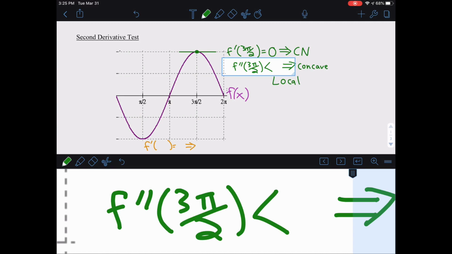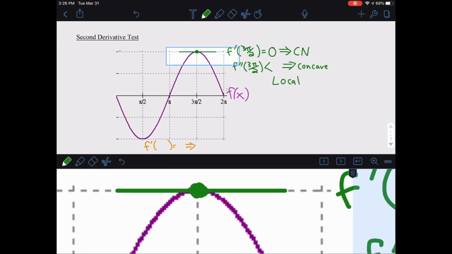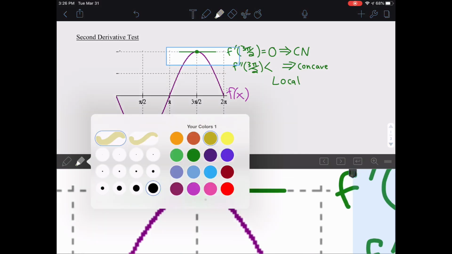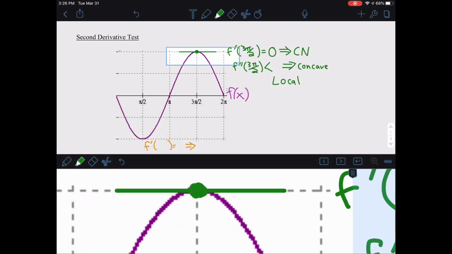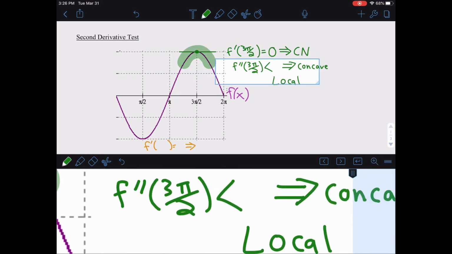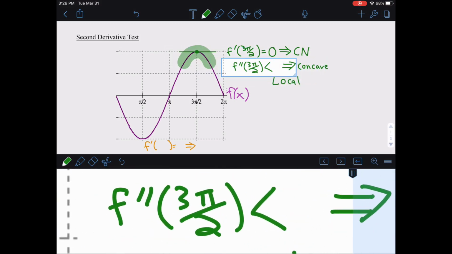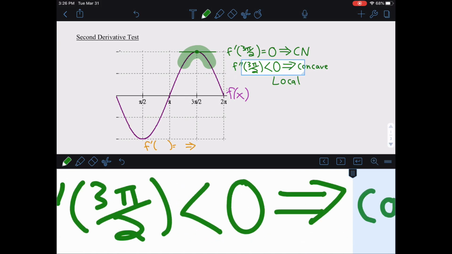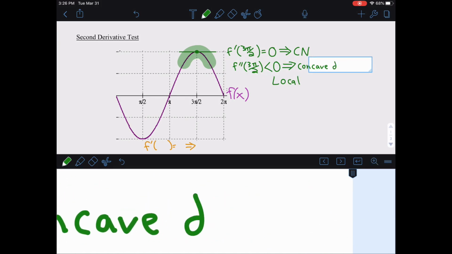Now, ultimately, I don't care about the value of the second derivative at my critical number. I mainly just care about the shape here. I want to know, is it positive or negative? If I'm looking at this part of the graph, clearly it's concave down, which means f double prime of 3 pi over 2 must be less than 0, which gives me concave down at that x value.